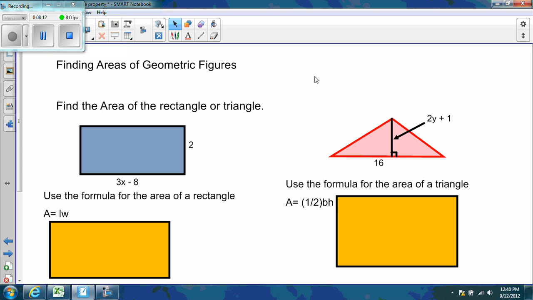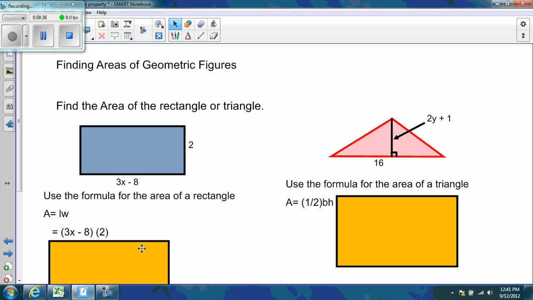And lastly, we can use the distributive property to help us find areas of geometric figures. So here, we want to find the area of the rectangle and triangle. Let's start with a rectangle, which is a little easier. The formula for a rectangle is just length times width. So length times width, or width times length, either way, doesn't matter, but the 2 sides you want to multiply together.